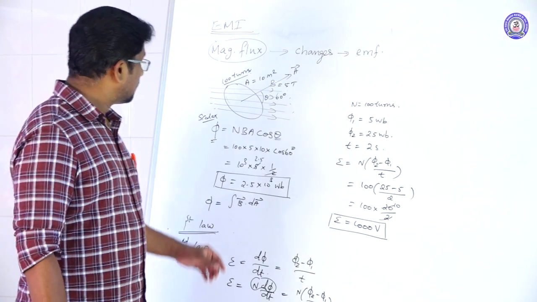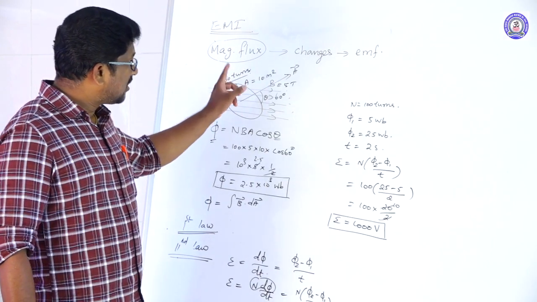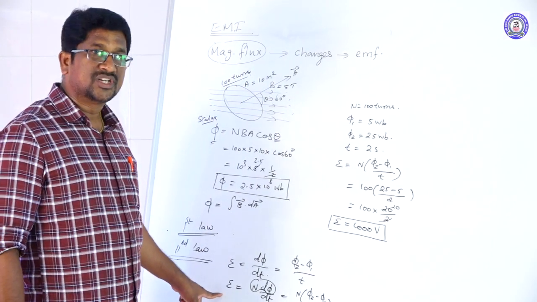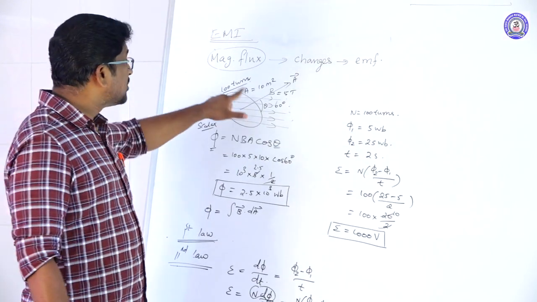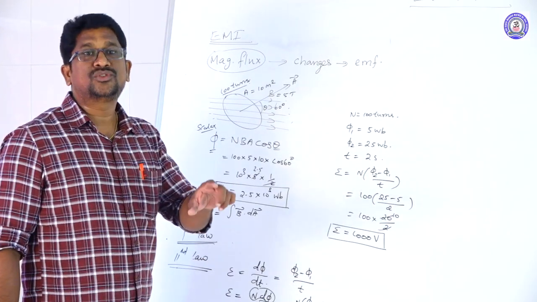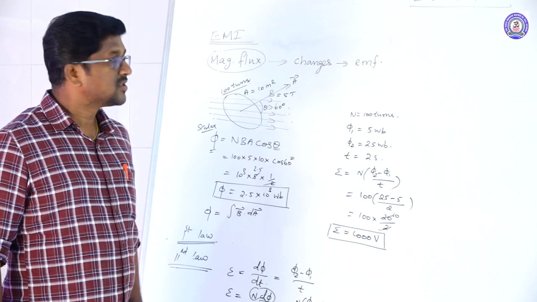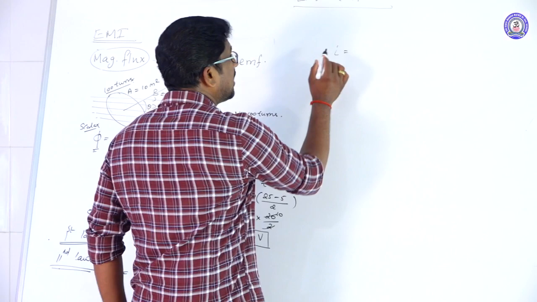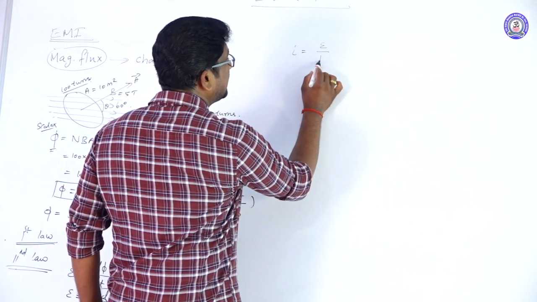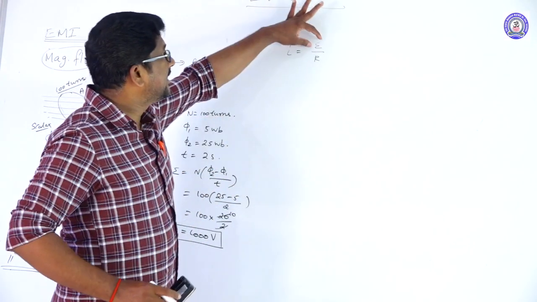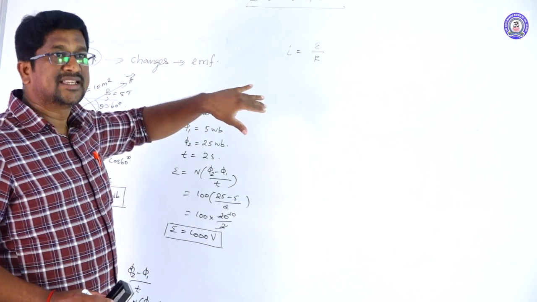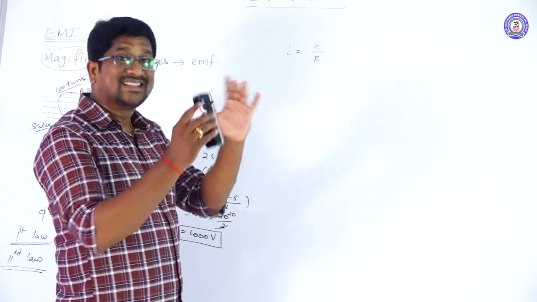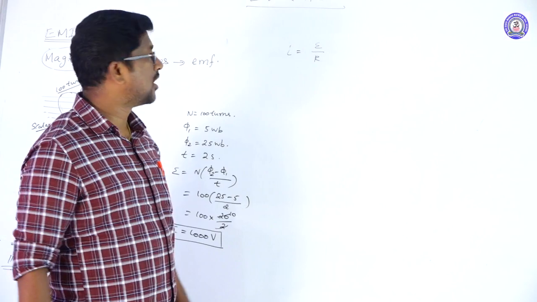So when the magnetic flux linked with the coil changes, an EMF is induced in it. Whenever an EMF is induced in this closed circuit, induced current flows through it. The induced current flowing through the coil is given by I is equal to E divided by R. E is the EMF induced in the coil due to the change in magnetic flux, and R is the resistance of the coil.